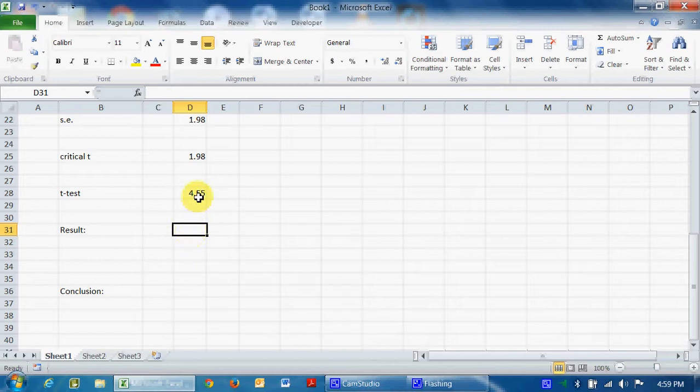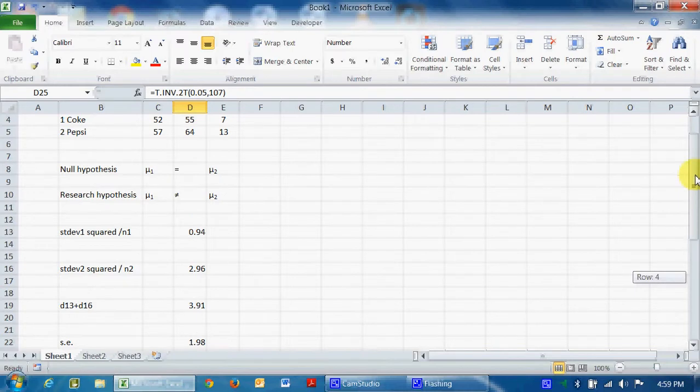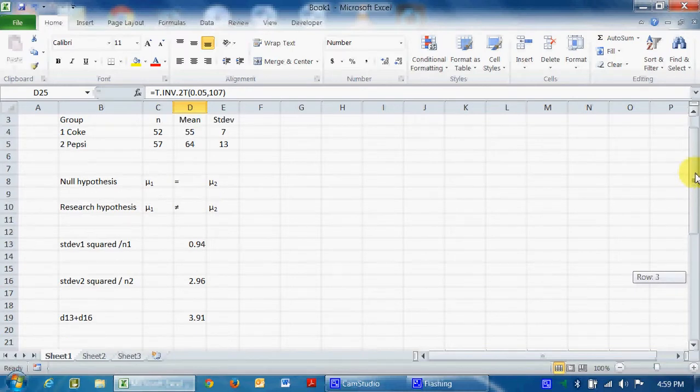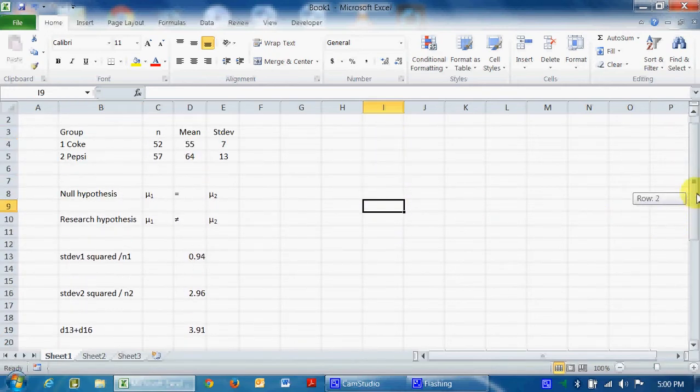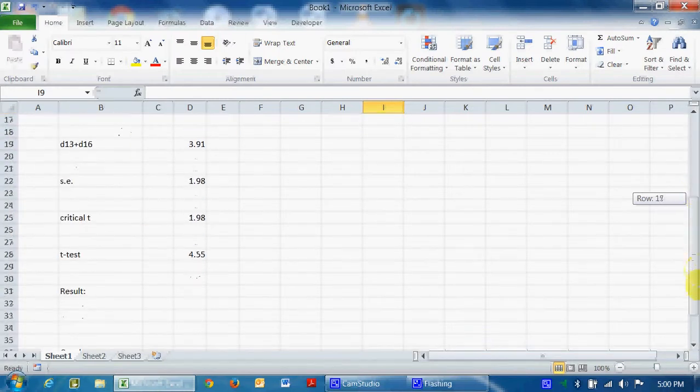So you've got 4.55. Since 4.55 is larger than the critical T of 1.98, we are going to reject the null hypothesis and accept the research hypothesis that the two groups are not equal. So the boys do in fact rate Pepsi higher than Coke.